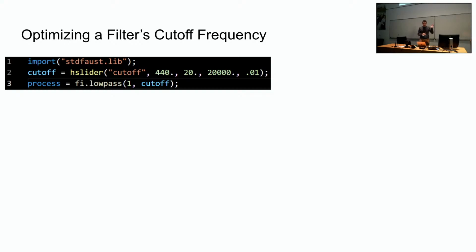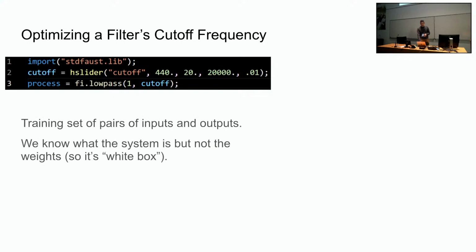So here we have a low pass, and the value is 440. So it's a magic value of 440, but we're going to pretend that we don't know that in advance. And also, as I mentioned earlier, this is going to be a white box example, because we know what the hidden model's DSP code is, and we're just trying to figure out what that magic number is.